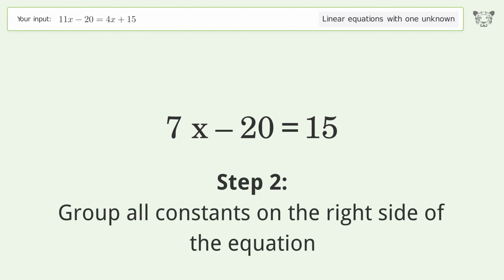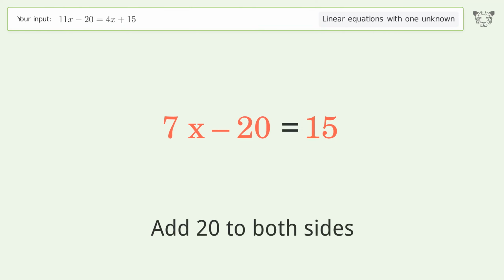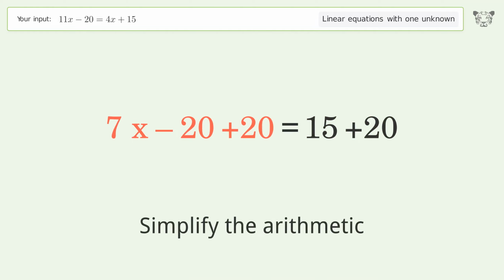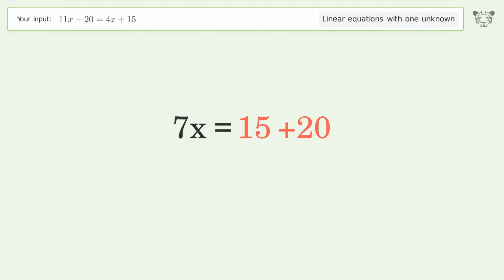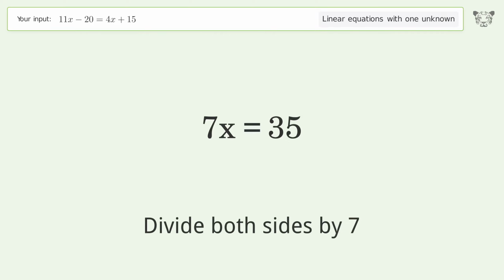Group all constants on the right side of the equation. Add 20 to both sides. Simplify the arithmetic. Isolate the x. Divide both sides by 7.